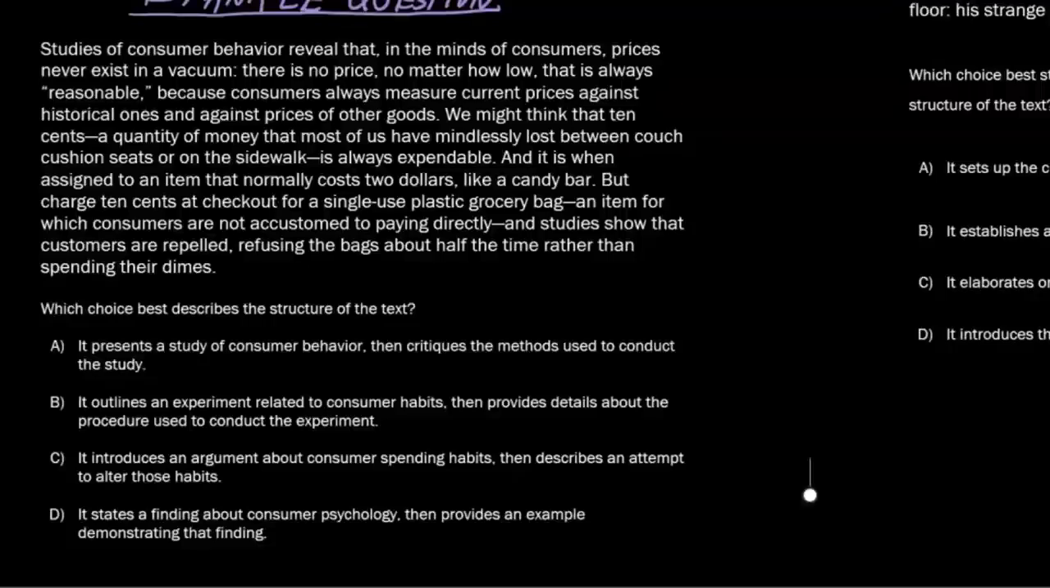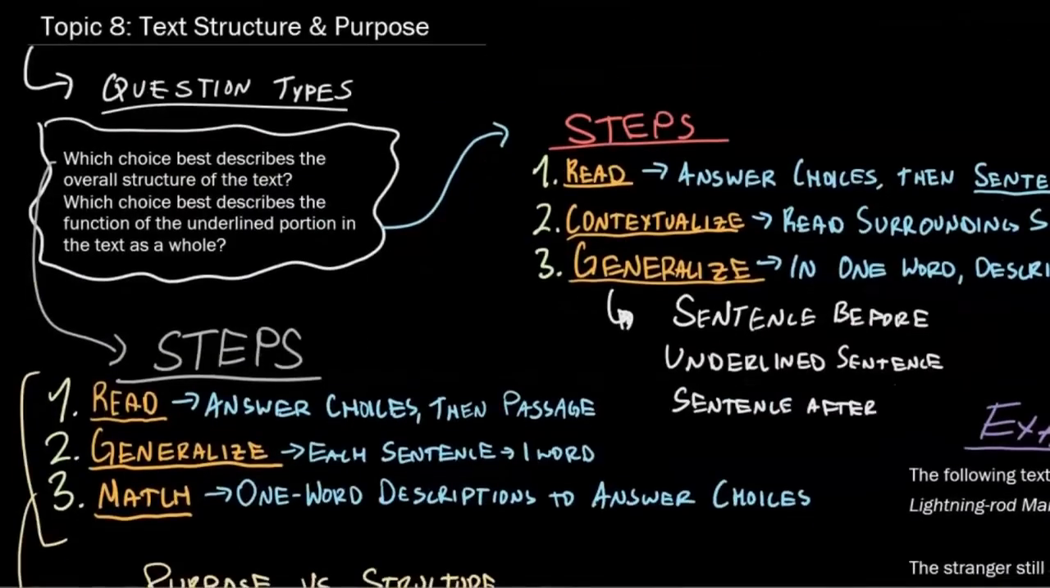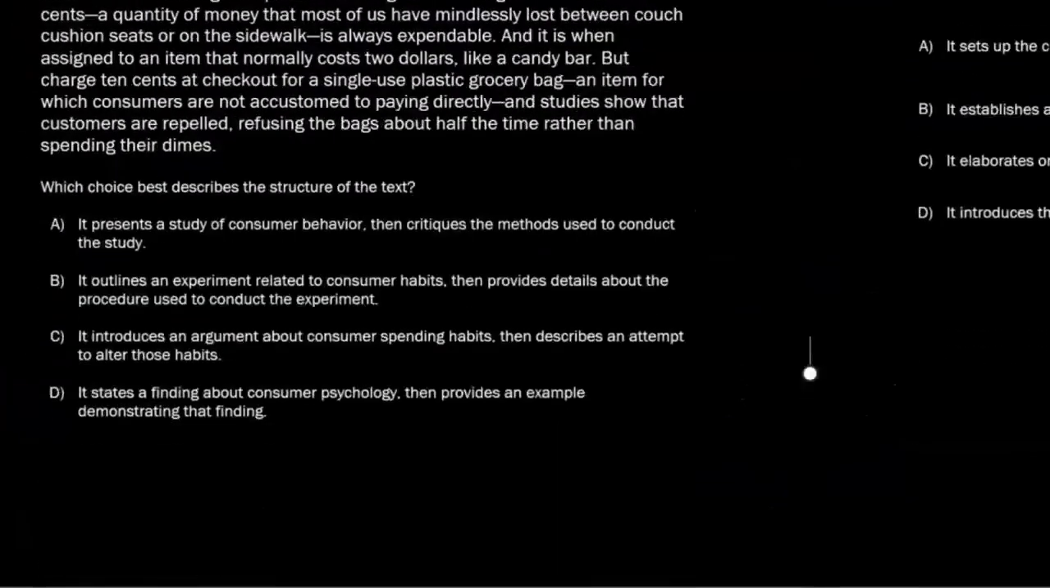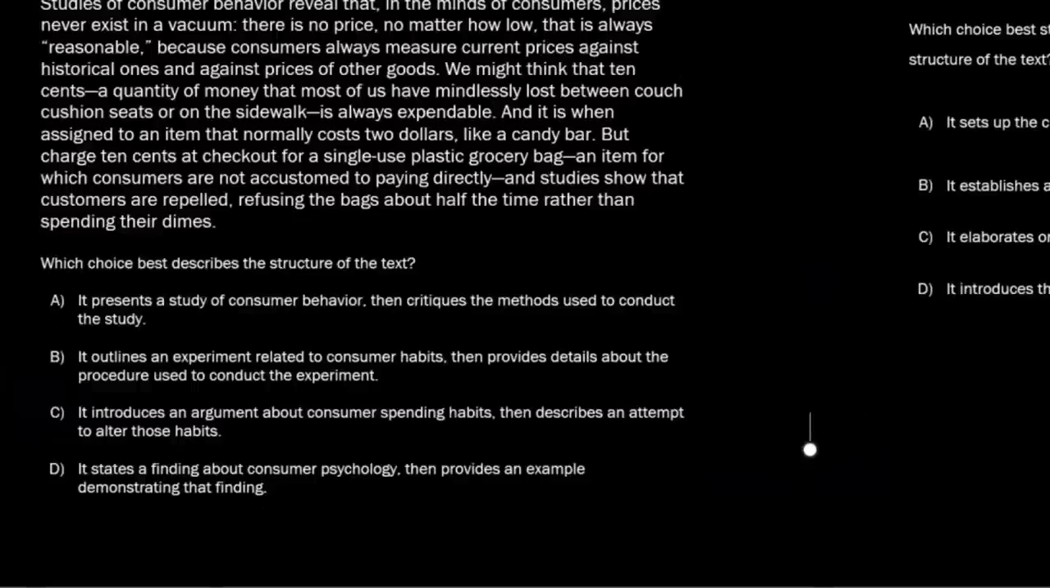Which choice best describes the structure of the text? We know that it's going to be one of these problems here. It's the exact same wording. A, it presents a study of consumer behavior, then critiques the methods used to conduct the study. B, it outlines an experiment, then it provides details. And again, you're going to see a lot of these keywords when you do one of these questions, so I'm just going to underline the keywords here.